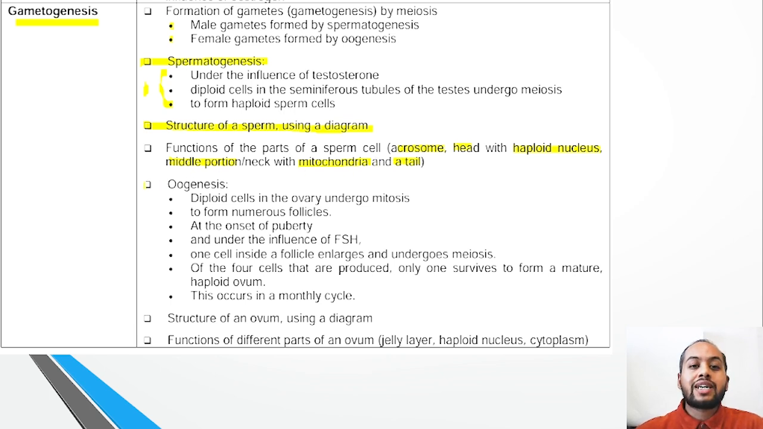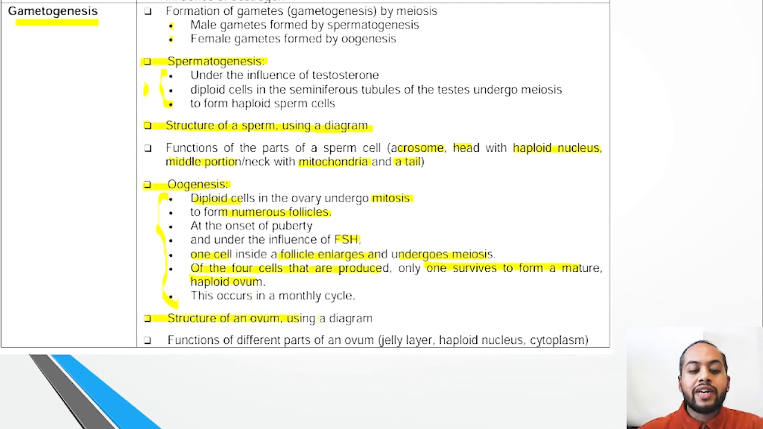Then the process of gametogenesis in females is referred to as oogenesis. Please study the process of oogenesis from the exam guidelines, so that you are awarded all your marks for it. Diploid cells in the ovary undergo mitosis to form numerous follicles. At the onset of puberty and under the influence of FSH, one cell inside a follicle enlarges and undergoes meiosis. Of the 4 cells that are produced, only one survives to form a mature haploid ovum. This occurs in a monthly cycle.